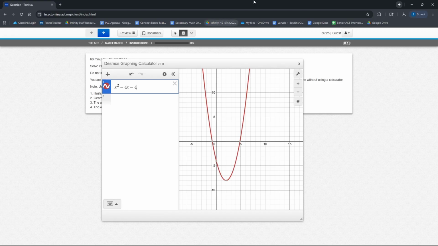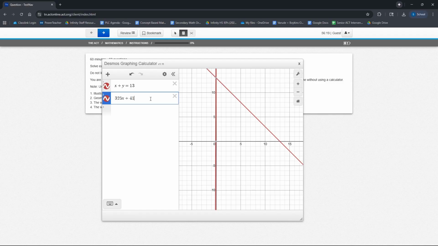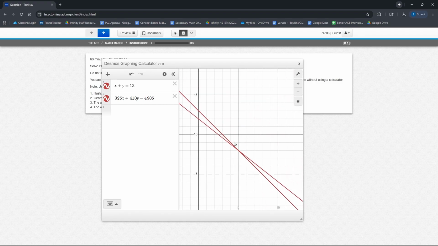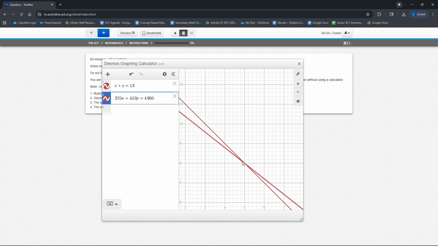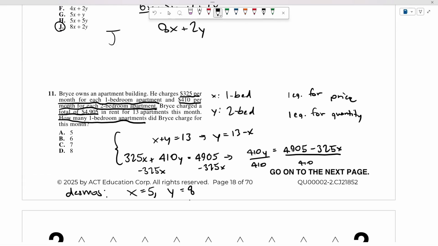So now let's go back here. Let's say you do x plus y equals 13. Let's say you also do 325x plus 410y equals 4905. And voila, you have the solution right there, 5 comma 8. It takes a little bit of reading the graph, but if you zoom in at the intersection, you can usually find the point. So is the answer 5 or 8?